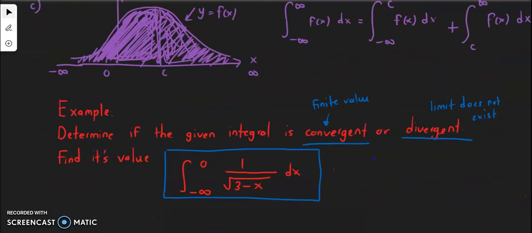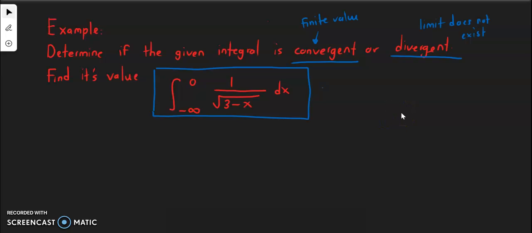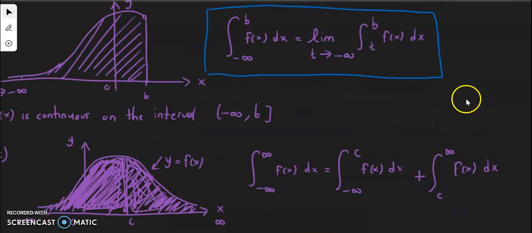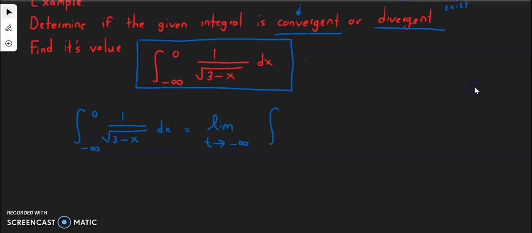Okay, case number 2, to solve this given integral. We can do that easily, right? The limit from minus infinity to 0 of 1 over square root of 3 minus x dx simply means you apply the limit as t approaches minus infinity. Now look at the definition. You're looking at this one here, t to b. Now b is 0. This is my b limit.